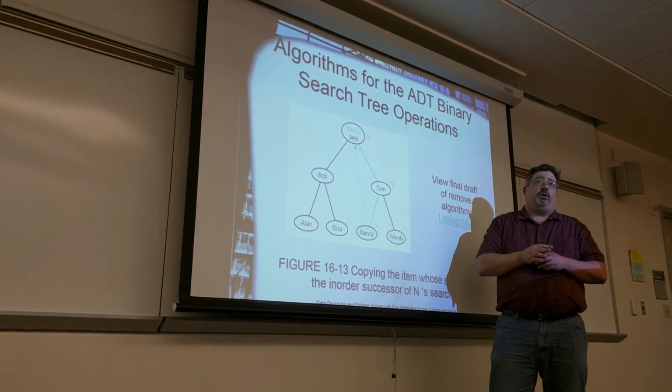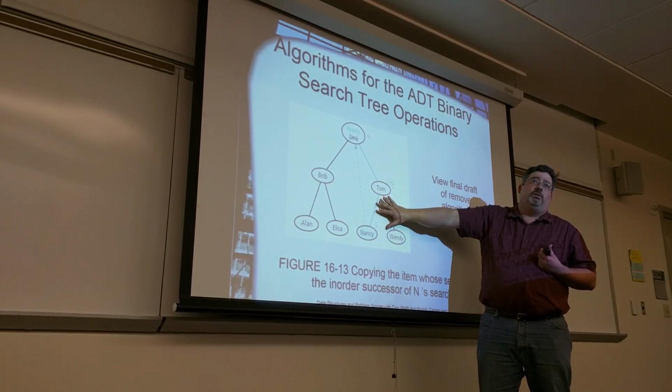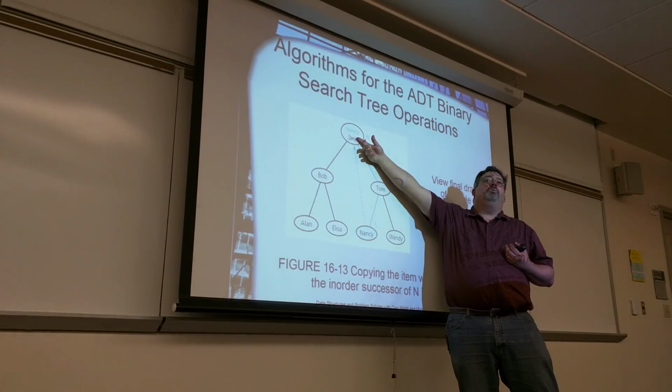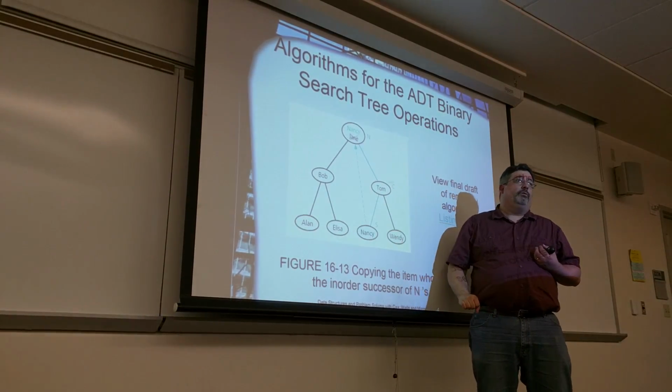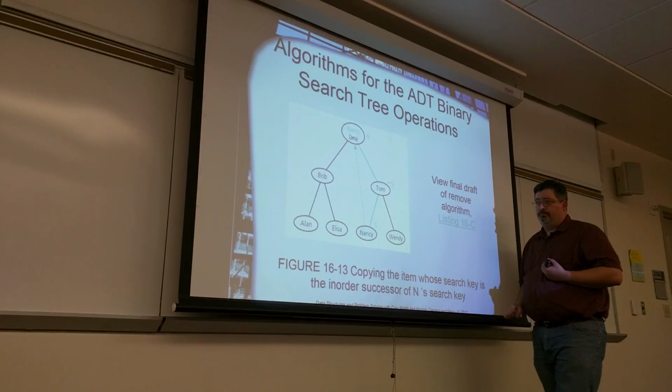And that's what you're trying to swap. You want to find the in-order successor, and you swap that with the node you're trying to remove, and then that will be a leaf, and you can remove it. That's what you're trying to do.